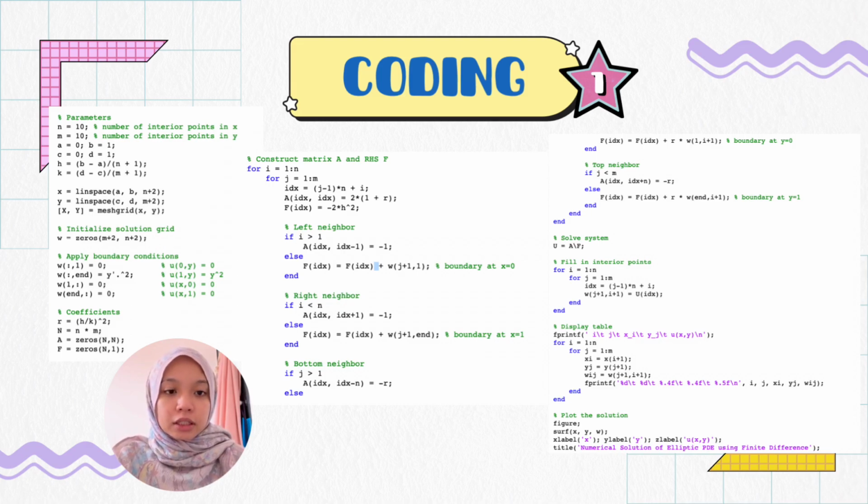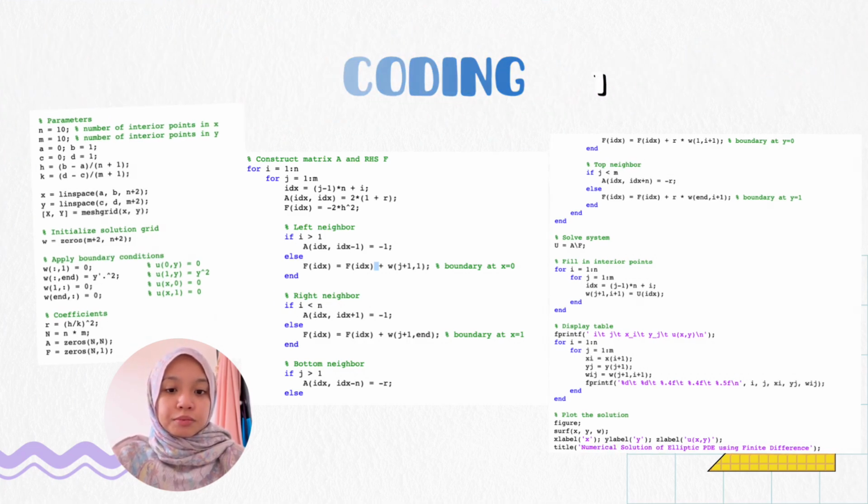So in summary, this code takes the elliptic PDE, discretizes the domain, constructs and solves a linear system using the finite difference method, and finally presents the numerical solution in both table and visual form.